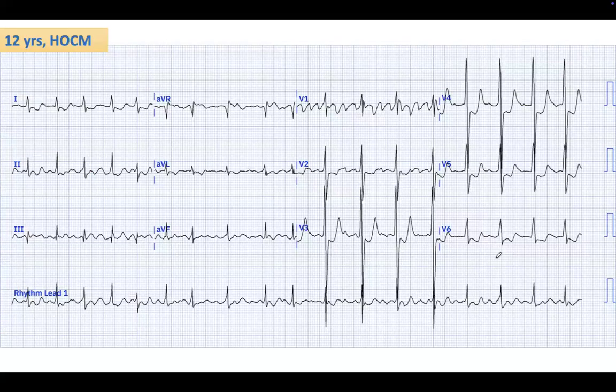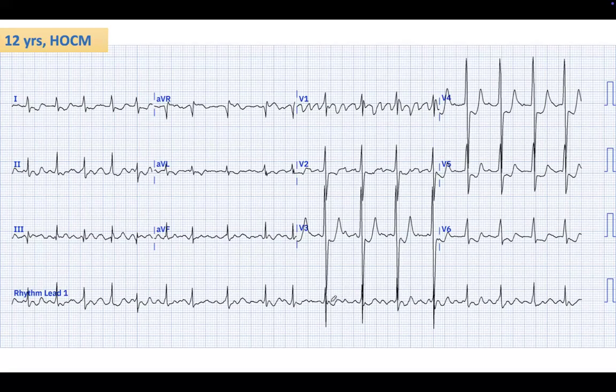And this is a patient we just saw a couple of weeks ago. He was a 12-year-old patient who had a history of obstructive hypertrophic cardiomyopathy and presented with palpitations. This was his ECG, and it shows atrial flutter. Well, I mean, it's irregular, right? And if you look at the P waves, narrow complex, very well seen: a narrow complex irregular tachycardia.